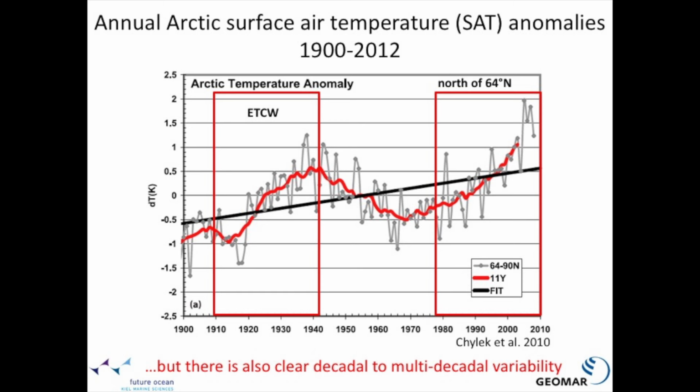I'm pretty sure there will be more variability to come during this century, and I think we have to find better ways of communicating the issue of long-term internal variability. So here was another phase, the early 20th century warming, where we also had a very strong rise in temperature, which didn't continue. But the long-term trend, and I would like to emphasize this again, the long-term trend is very clear, and the IPCC says in its latest report, the human influence on the climate system is clear, full stop.